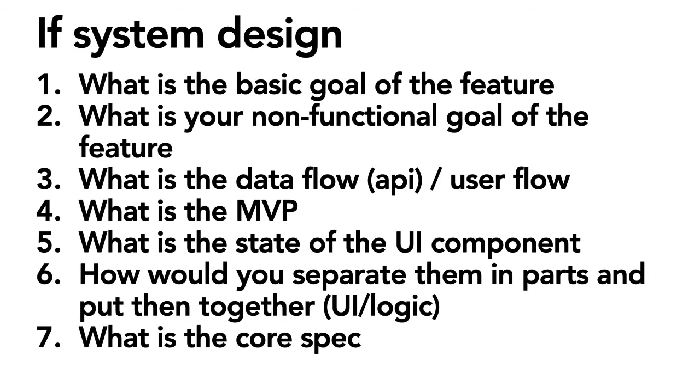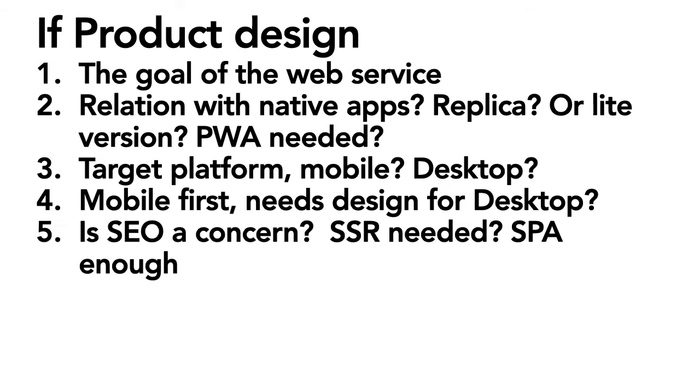Okay, for the system design, we need to understand the basics, list up the non-functional and the functional goals, and what the data flow and user flow are. Draw a diagram if needed; if not, list up the outline. What is the MVP, the most viable approach, and what's the state of your component? Would you separate them into different parts like the UI, data versus logic? And what is the core spec? List up and start explaining. And if it's a product, it's much more difficult.